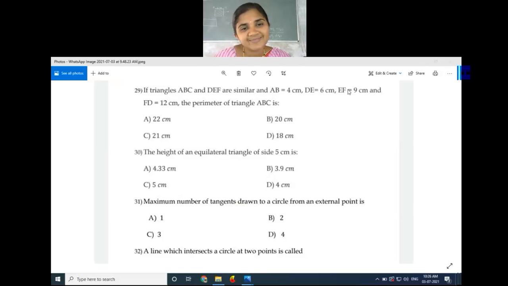BC by EF is equal to 2 by 3. BC is not given. EF is 9 centimeter. Yes, EF is 9 centimeter. Then? So X is equal to 6 centimeter. You got 6 centimeter. Next?